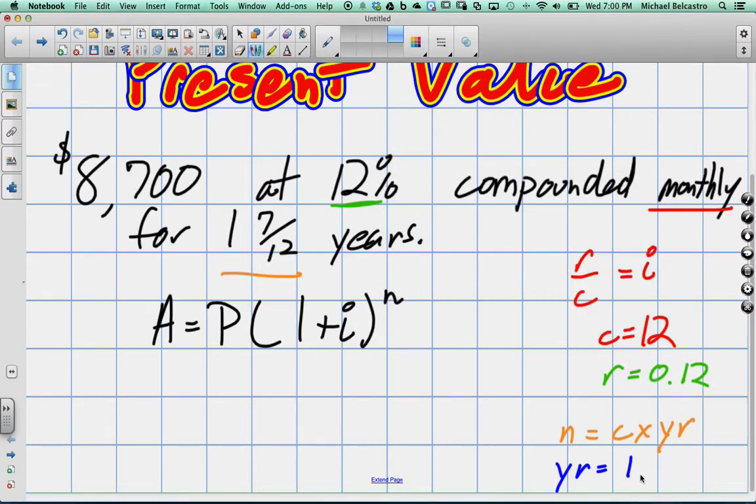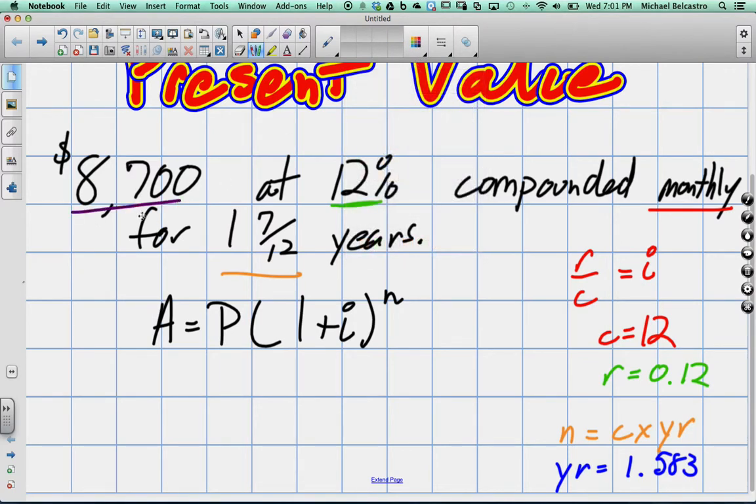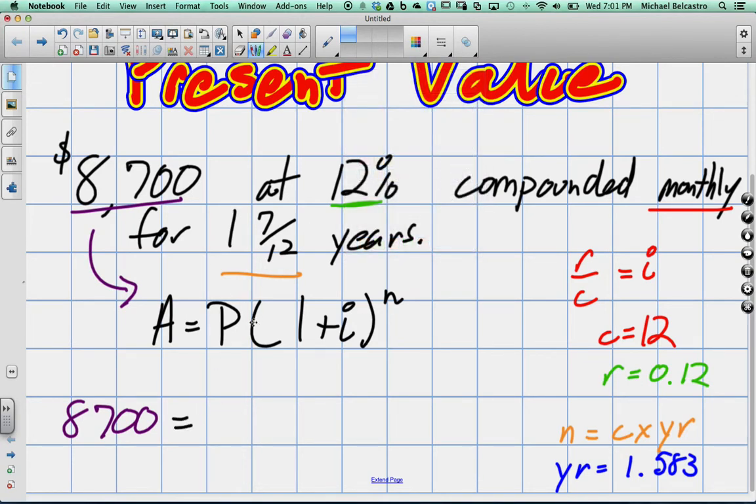So 1.583. That's going to be our years. Okay, so we have all the information we need, and again, let's use a different color, purple. This is our A value. So let's plug everything in. That's 8,700 replaces our A. Is equal to P, which is what we're trying to figure out.